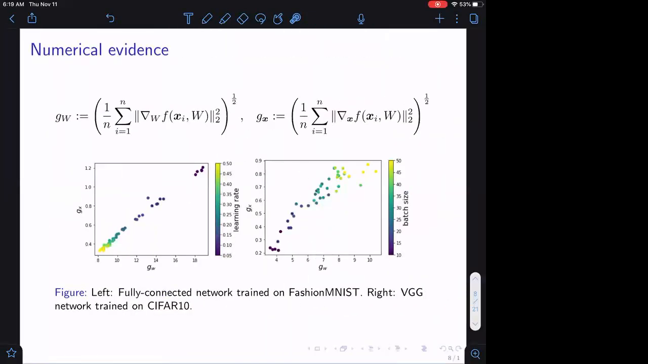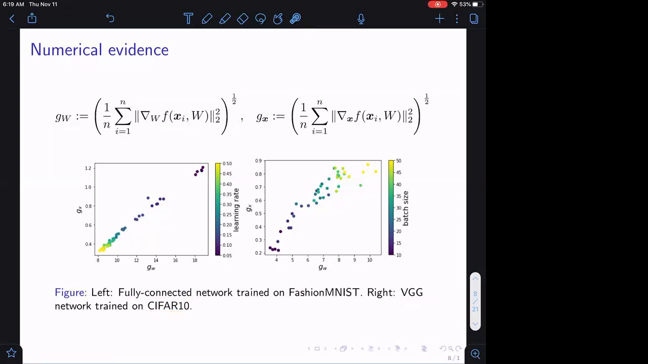Okay. So before I tell you more about theorems, let me give you some numerical evidence. Here we trained two neural networks. On the left-hand side, we have the fully connected neural network. On the right-hand side, we have this kind of VGG network. Both networks are very commonly used, and these are in fact some early network examples that demonstrate the success of neural networks for vision tasks. For the fully connected neural network, we train on the Fashion-MNIST data set. And for the VGG network, we train on the CIFAR-10 data set.